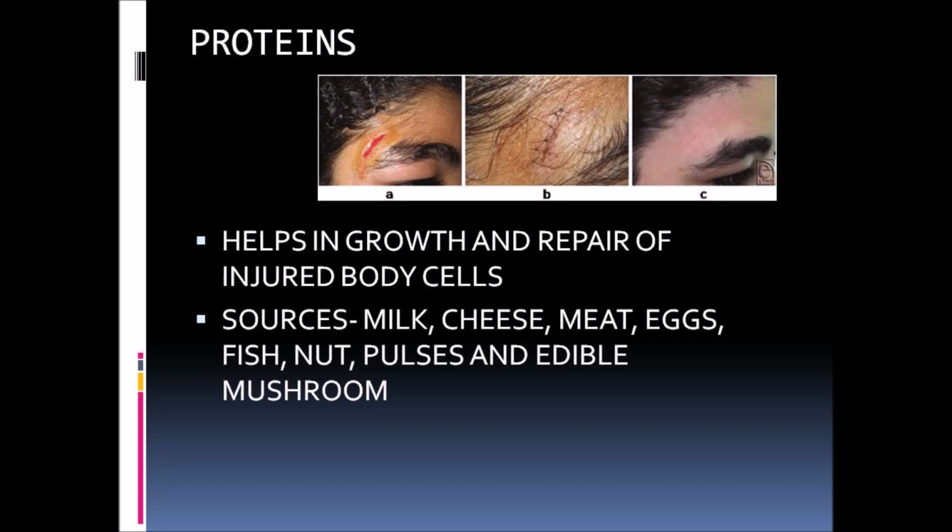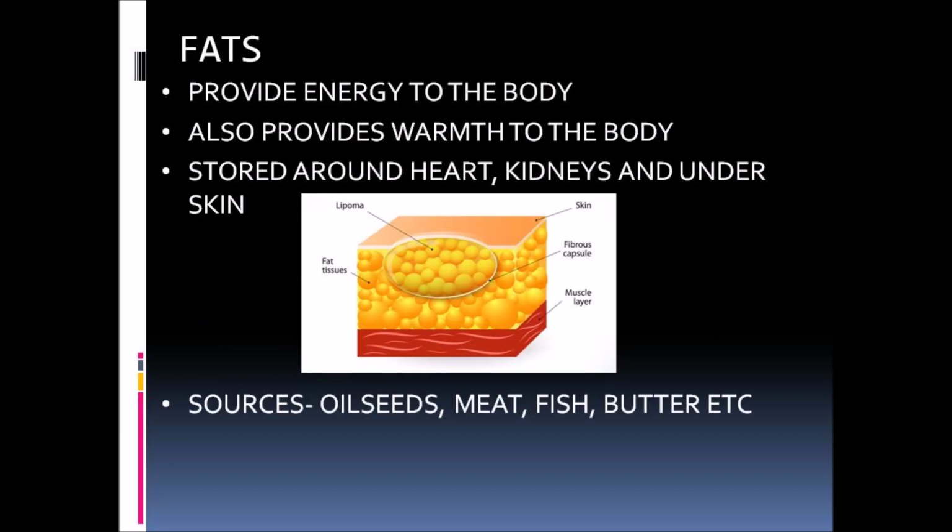Moving on to the third nutrient, fats, which help in providing energy to our body just like carbohydrates. However, these fats are used by human body only when we no longer have supply of carbohydrates. And what does it do until then? It helps in keeping us warm and forms a layer under the skin around the heart and kidneys. Fats can be obtained from plant and animal sources like meat, fish, butter, ghee, oil seeds such as sunflower seeds, groundnut seeds, and many more.